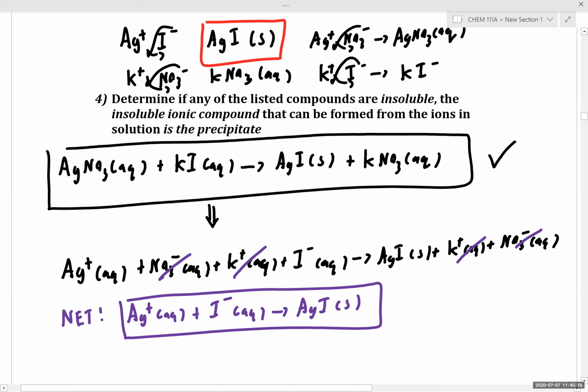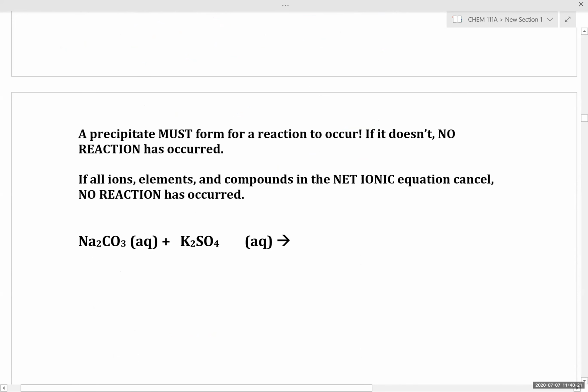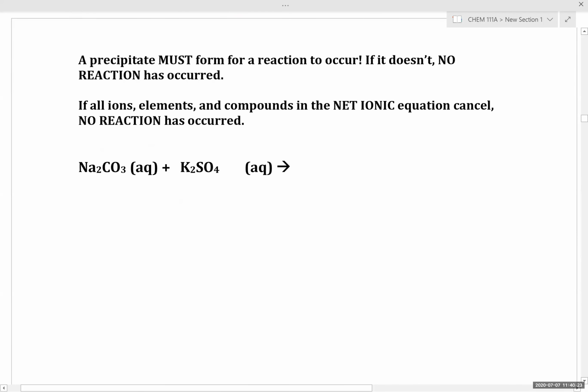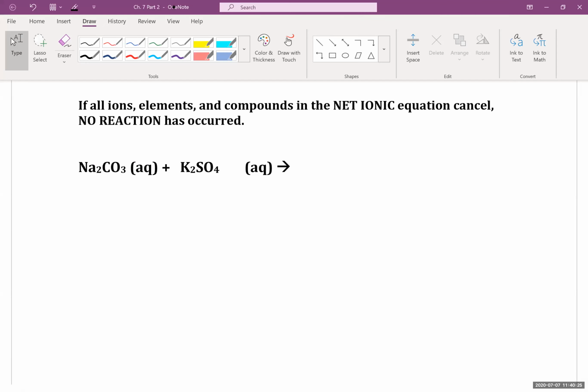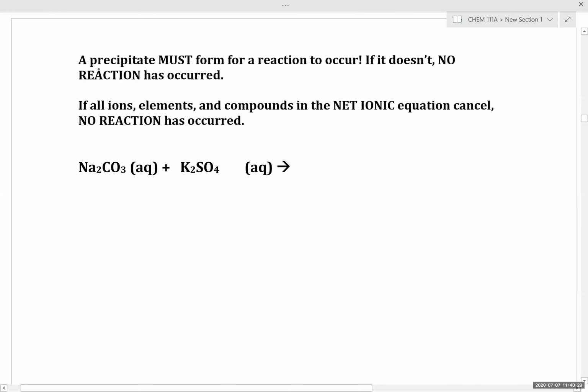Okay, so let's try to apply what we've learned. But one last caveat. And I know this may seem a little obvious, but in order for there to be a precipitation reaction, a precipitate must form. If no precipitate forms, then there's no precipitation reaction. The way you can tell when no reaction is occurring is if all the ions, elements, and compounds in a net ionic equation cancel, then no reaction has occurred.